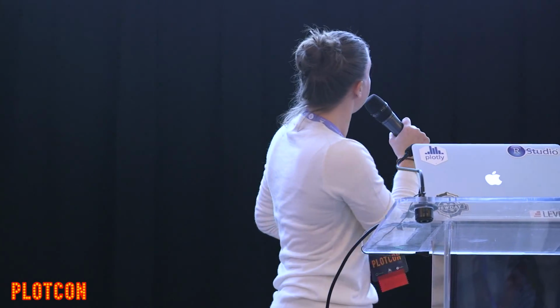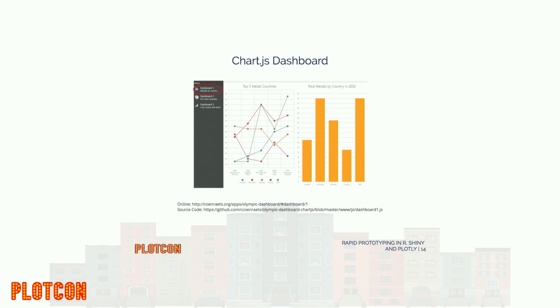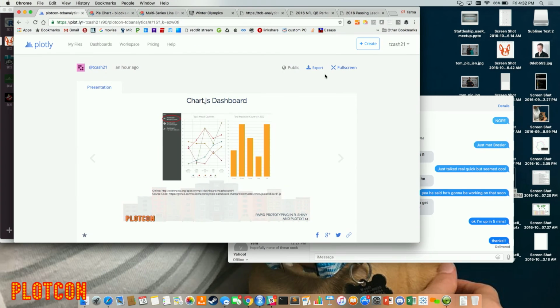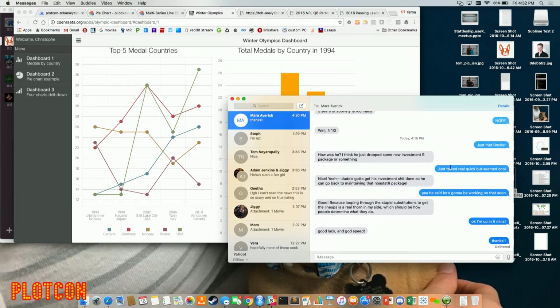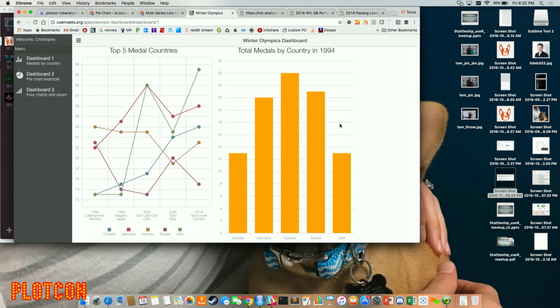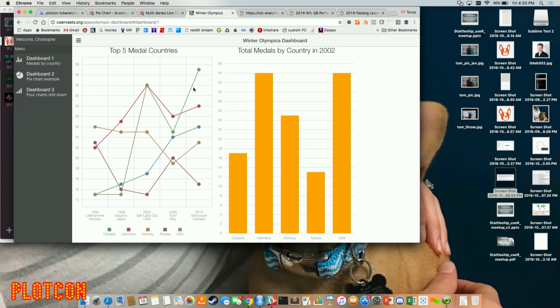So I wanted to challenge myself to actually prove that the code, when you start doing real things and maybe a dashboard, this is a chart.js dashboard, and this is showing Olympic medals. So let me exit out of here. Here it is, Winter Olympics. Top 5 medal countries. Let me get rid of my text messages. You don't need to see that. Top 5 medal countries. So you've got a line chart here. You can click it and then see the total medals by country. So if I click this year, 2002, I see by country a bar chart version.